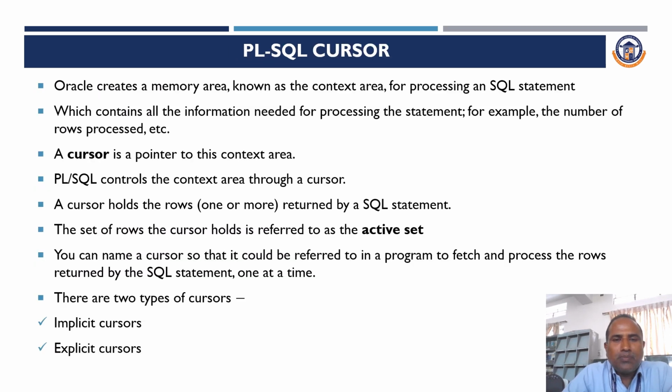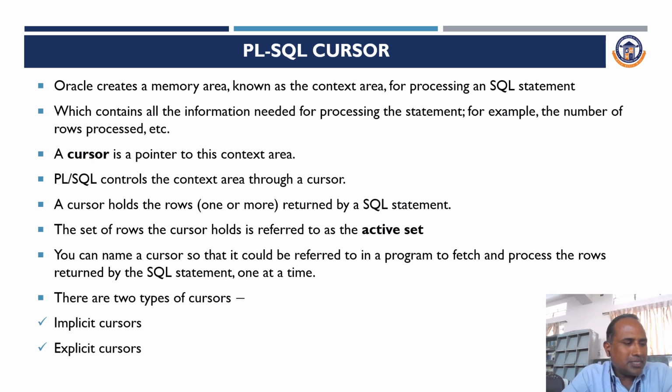So far we have discussed PL/SQL blocks and functions. Now we know what a function is, how to write a function, and how to execute a function. In the same way, we have a concept called PL/SQL cursor. The cursor is nothing but a memory area. Oracle creates a memory area known as the context area for processing an SQL statement. Each and every SQL statement, while processing, has a separate memory area. This memory area is called a PL/SQL cursor, which contains all the information needed for processing the statement, for example, the number of rows processed, etc.